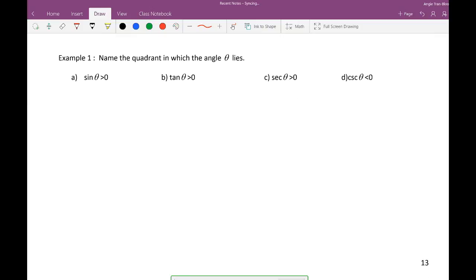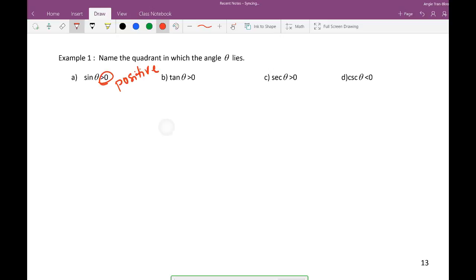Perfect. Why do I need to know what quadrant it is in? Why is it so important? Why do we care about what quadrant it's in? Yeah, I need to know, hey, is that positive or is that negative? So, letter A, sine of theta must be greater than 0. It says name the quadrant or quadrants. It can be more than one for this one. Greater than 0 means what, class? Positive or negative? Yeah, positive.